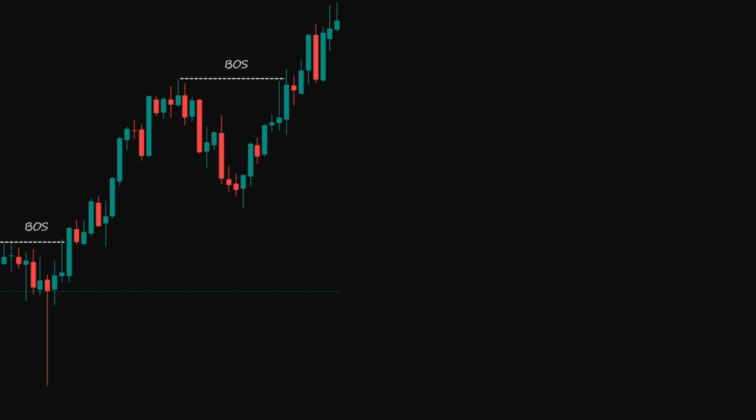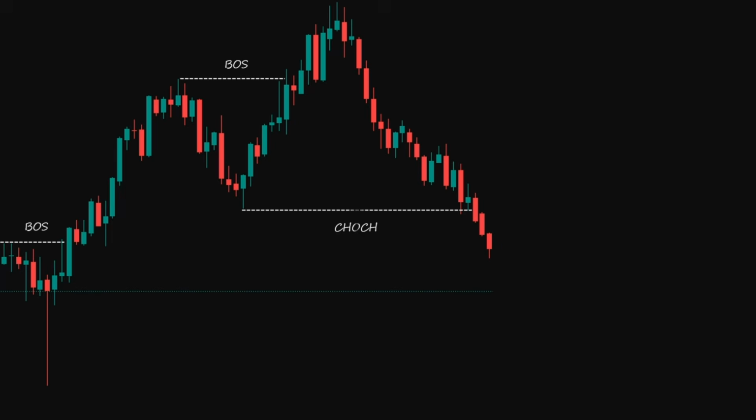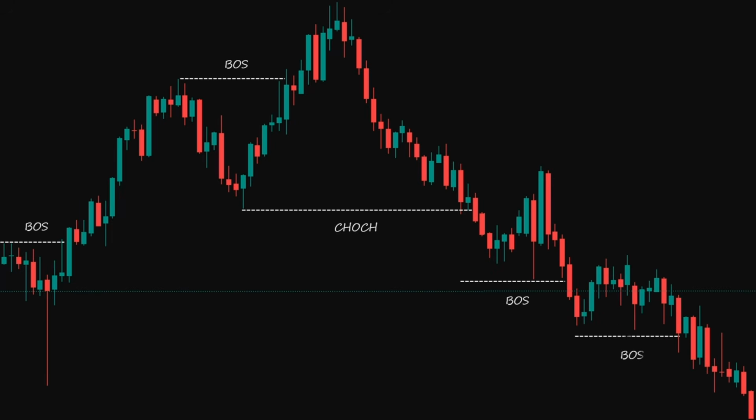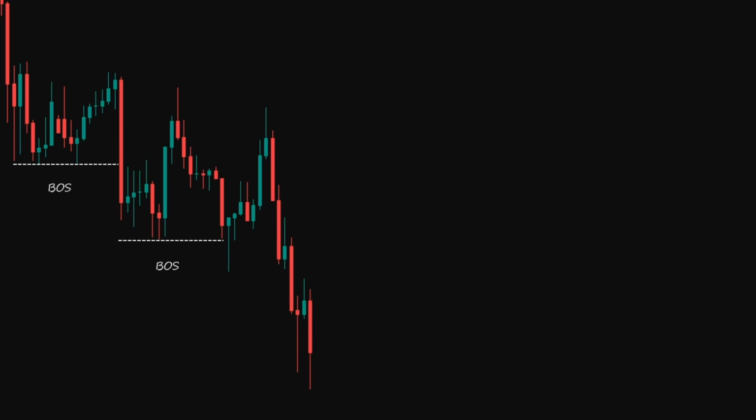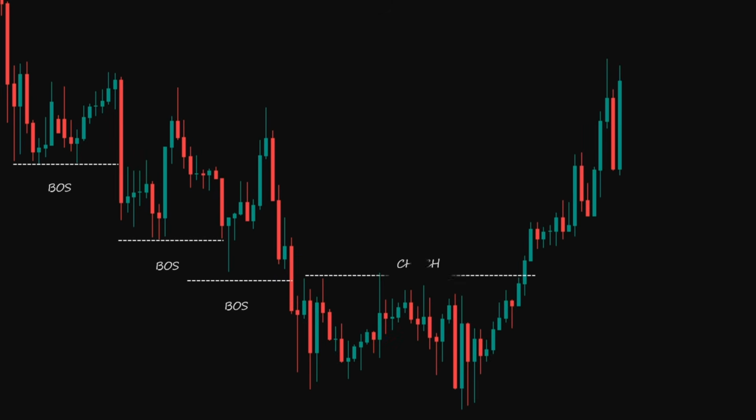For example, in an uptrend we're making higher highs and higher lows, until suddenly we break and create a lower low. That's the moment where, from a structure point of view, we'd expect a retracement, a lower high, and then a continuation downward. That kind of shift usually kicks off a brand new downtrend. Same idea in a downtrend. Once the market creates a higher high, we expect a higher low and then a move up, starting a new uptrend.